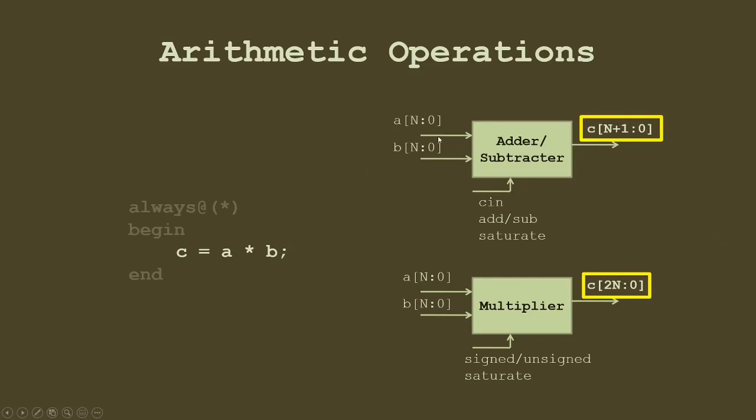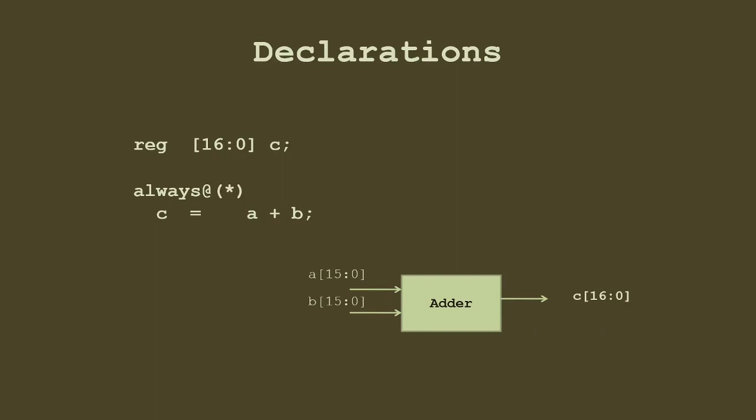Just keep in mind that whenever you want to make an adder or subtractor, to be safe, if you have two input numbers, the output should be one bit greater than that. For multiplying two numbers, the output size will be doubled. We can avoid that if we already know that the output will always remain in range. Then we can make it whatever we want.